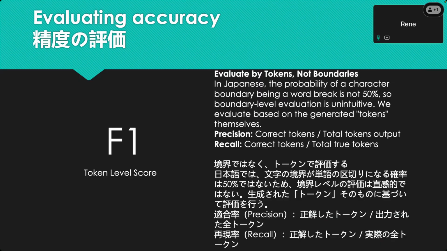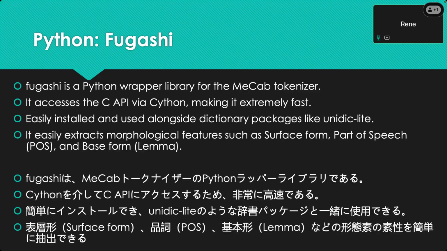Okay, so now we're going to talk a little bit about Fugashi. A lot of people know it here. A lot of people have used it. It is a wrapper for the MeCab tokenizer, and it accesses an API which has all the information for the tokenization itself, and it needs a dictionary. In this case, normally the dictionary we use for Japanese is UniDic, and it's really good at extracting the morphological features of a text.